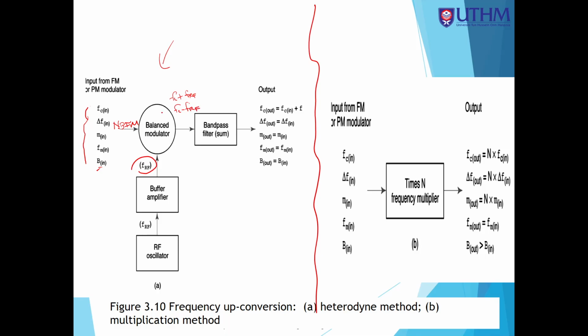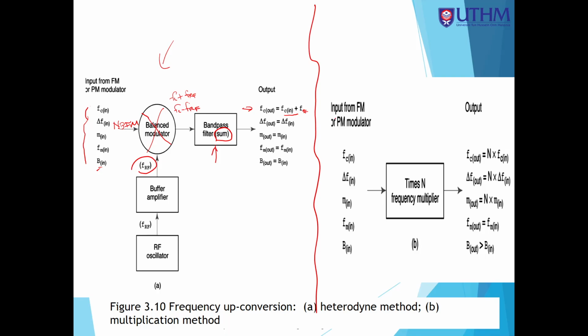The balance modulator uses the process of multiplication. Remember the X symbol. Then this band pass filter will select the sum frequency. That means we select only FC plus FRF.